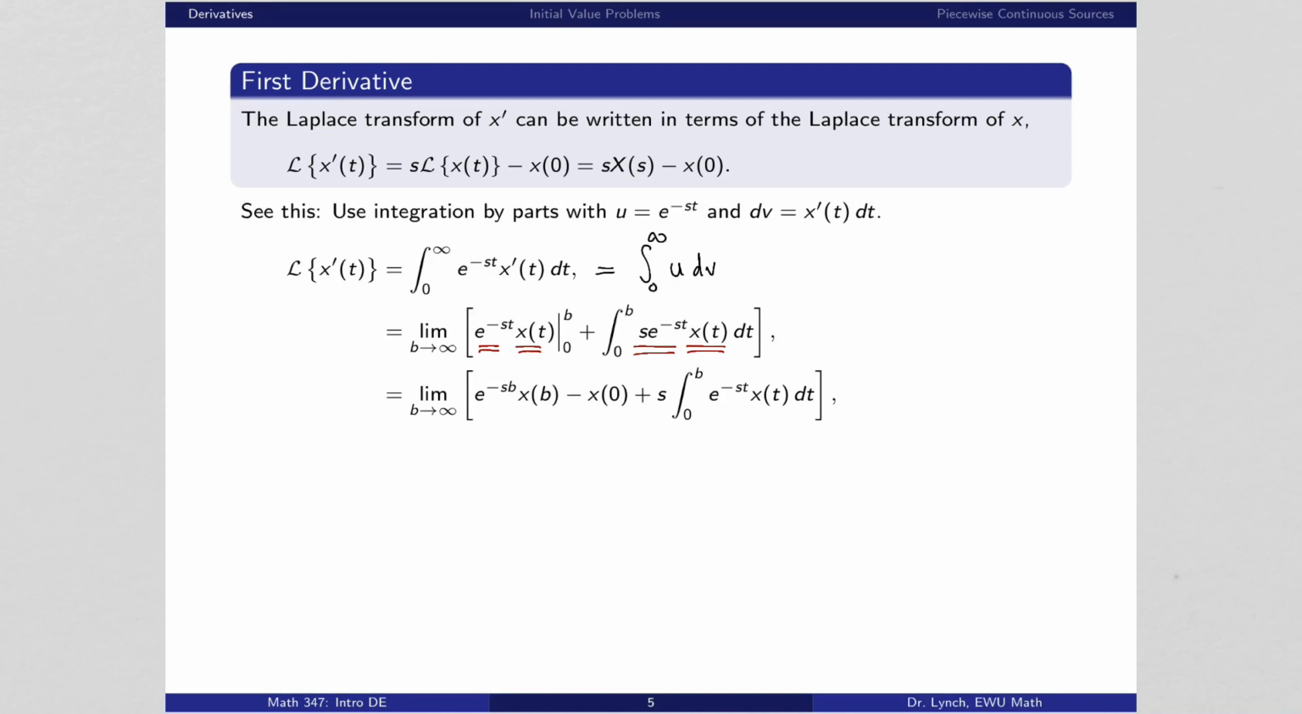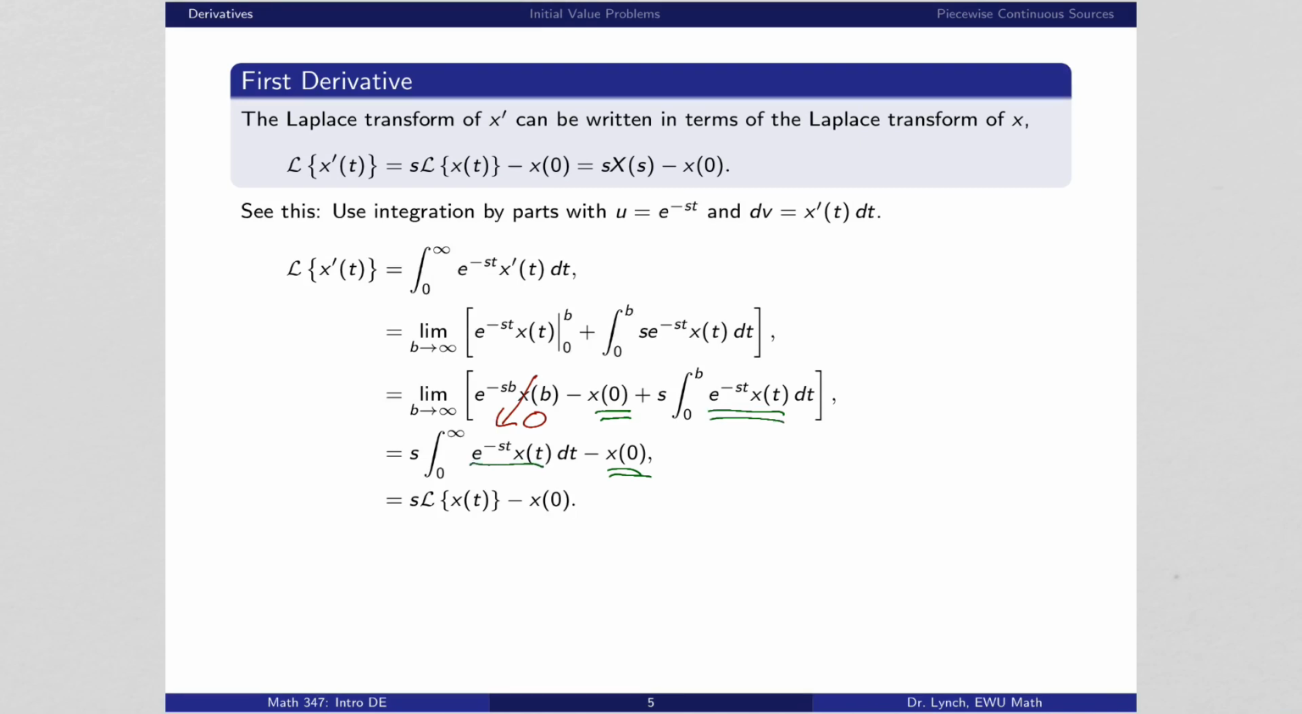Now, of course, we can manipulate those first terms. The first terms look like e to the minus sb times x of b minus e to the minus s times 0 times x of 0. So we get this x of 0. And then we see what happens here is that this integral begins to look a little bit like the definition of the Laplace transform of x. Now, what we need here is we need our function x to be nice, that is of exponential order and piecewise continuous. And when it is, it turns out that this first term goes to 0 as b goes to infinity. So when this term goes to 0 as b goes to infinity, what we're left with is just x of 0, and we're left with this integral involving e to the minus st and x of t, which actually is the Laplace transform of x.